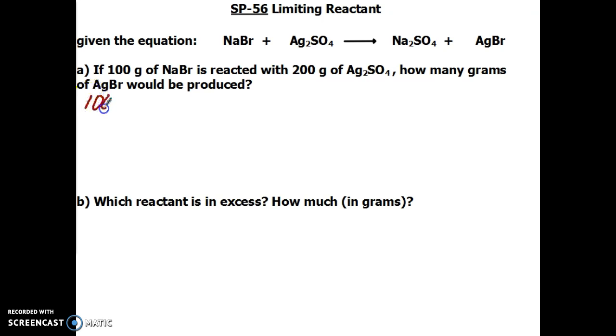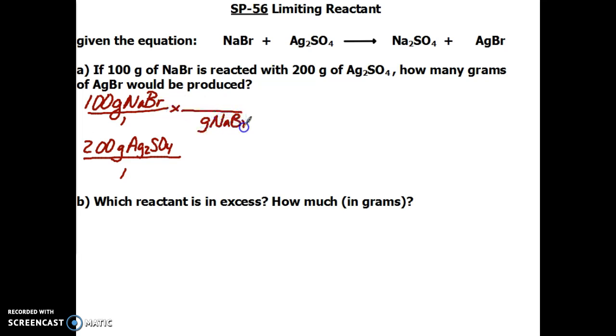So, for question A, we're going to start out with two things. We're going to start with 100 grams of NaBr and put that over 1. And we're going to have 200 grams of Ag2SO4 and put that over 1. And we're going to turn both of these into moles using molar mass. That means grams of NaBr have to go on the bottom, and 1 mole of NaBr on top. Down here, we're going to have grams of Ag2SO4 on the bottom and 1 mole of Ag2SO4 on top.